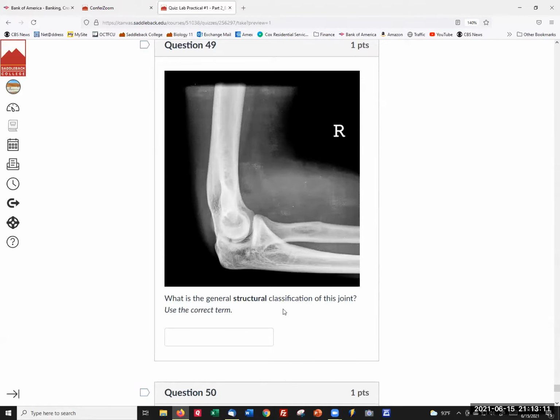What's the general structural classification of this joint? That can only be fibrous, cartilaginous, or synovial. Is it fibrous? Synovial.